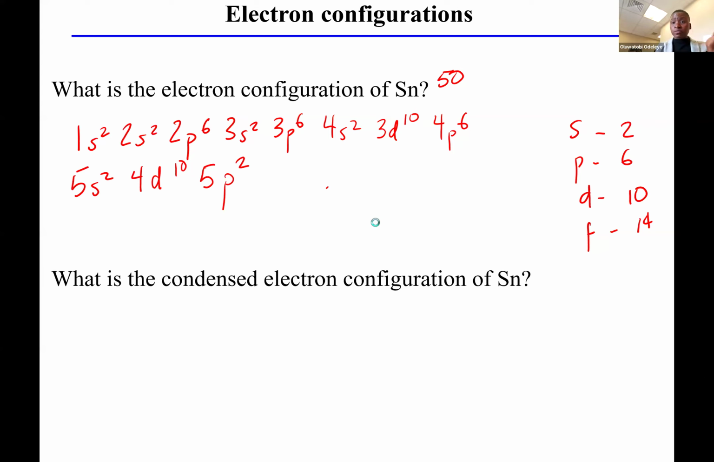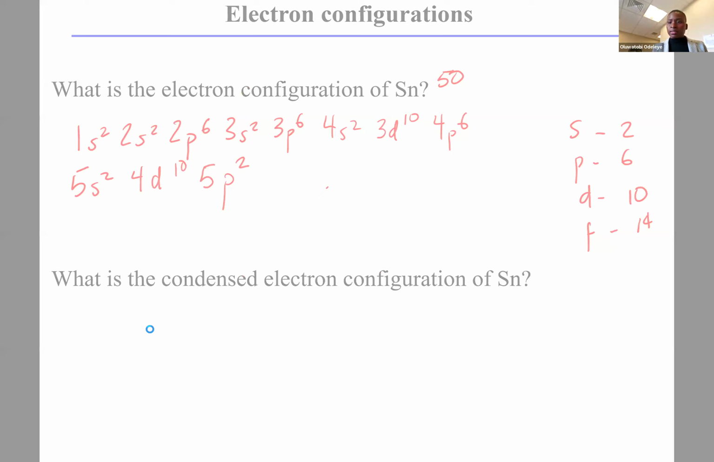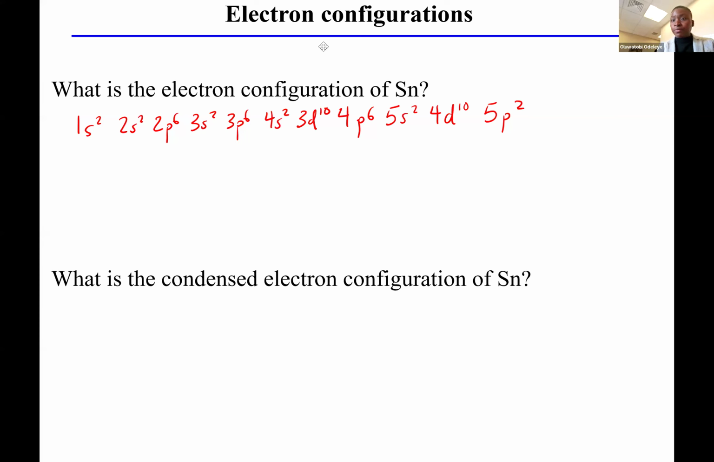And now for my condensed version, it would then be looking at where the closest noble gas is to what it is that you're writing. And hold on. My screen froze, so hold on. Okay, I'm back. So we have our typical electron configuration. I just wrote all of that out in terms of fill and not energy level.